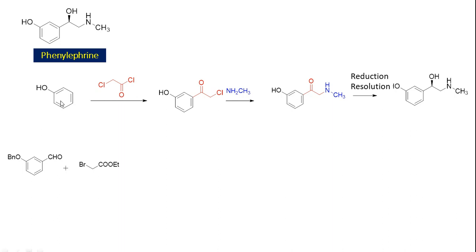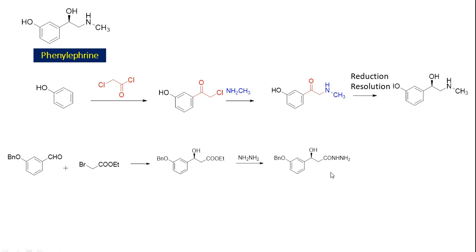In industry, they take ortho-benzyl benzaldehyde. Okay, so here for oxygen, a benzyl group is added. This is a kind of protection. So in the presence of alkali, this alpha halo carboxylic acid reacts with the aldehyde to obtain this compound. This is an addition elimination type of reaction.